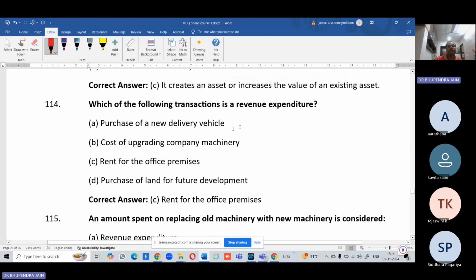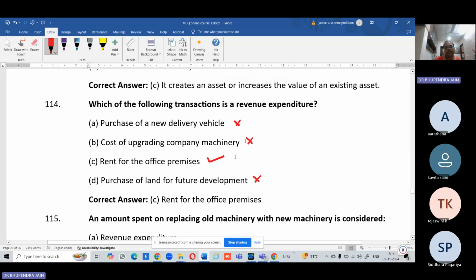Which of the following is the revenue expenditure? Purchase of a new delivery vehicle? No. Cost of upgrading machinery? No. Repair of office premises? Yes. Purchase of land? Wrong.